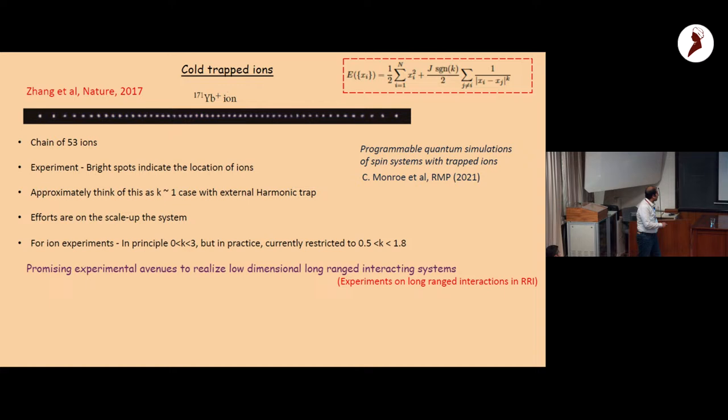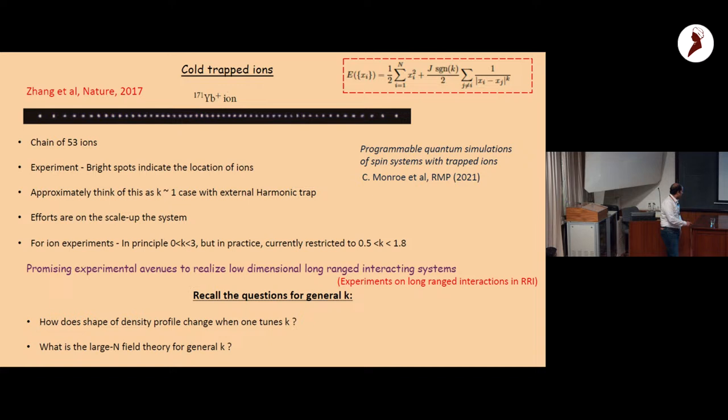There is a lot of literature where one can see why this generalized Riesz gas could be important. So let us recall the questions. What are the questions that we are interested in? What is the shape of the density profile when one tunes k? You saw that when k is equal to 2, it was a semicircle. When k is minus 1, it was flat. And the question is, how does it behave for general k?